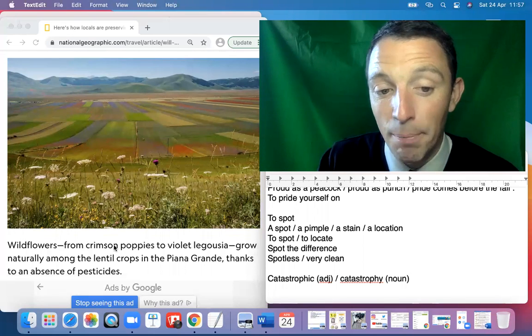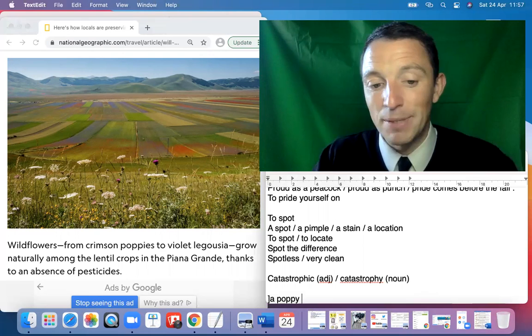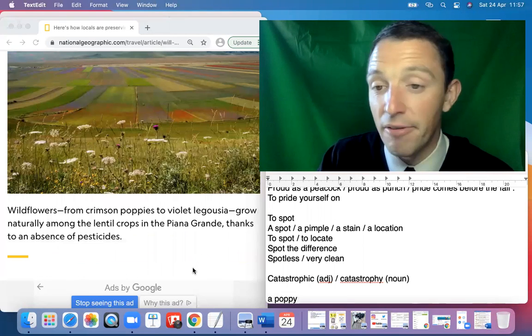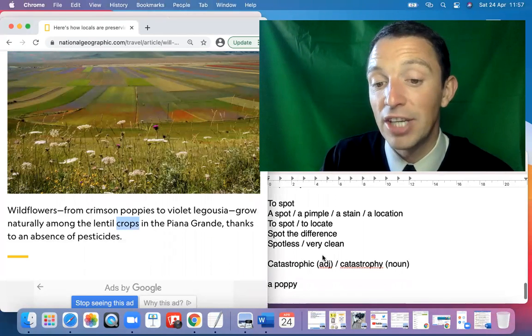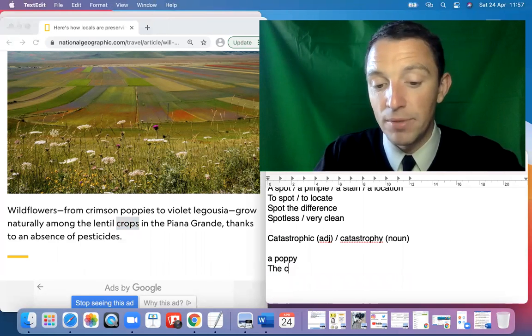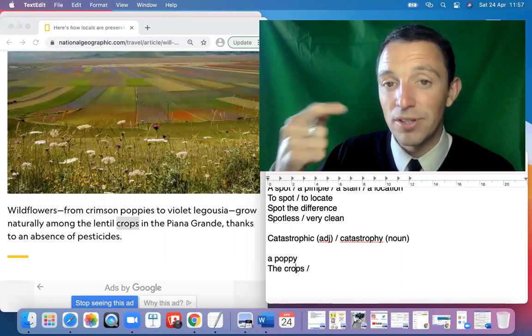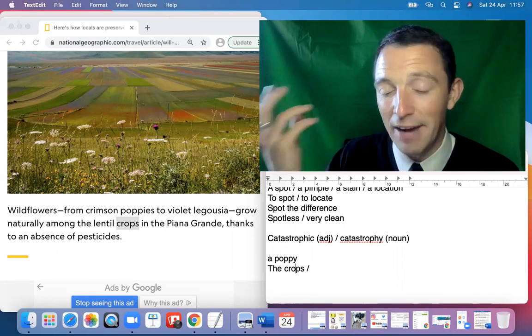And the poppy is a type of flower. Okay, so a poppy is specifically the red flower, I think, and it's very, very important vocabulary. Also, the crops is another important word in relation to agriculture. So the crops are the agriculture, for example, potatoes, vegetables, carrots, you're growing the crops. The crops is total, everything.